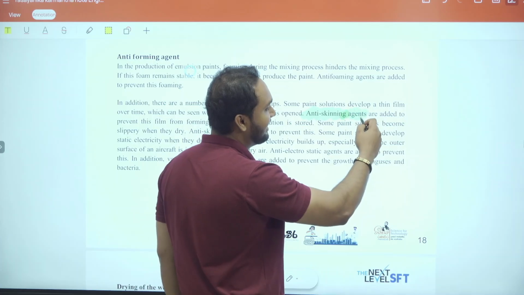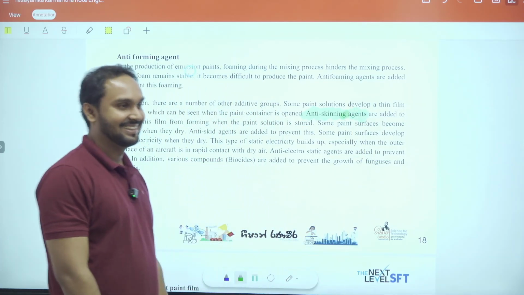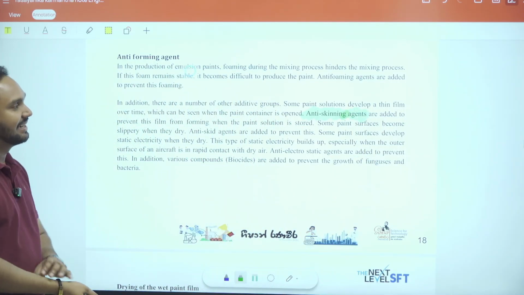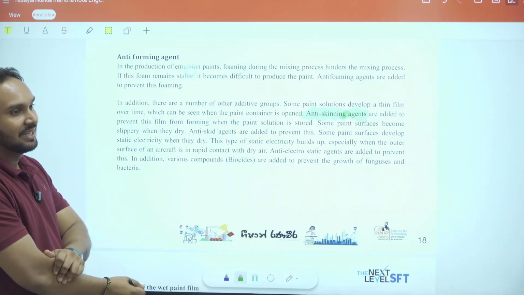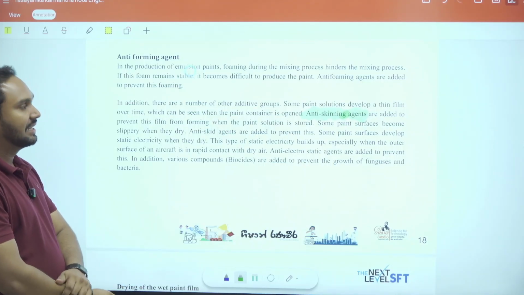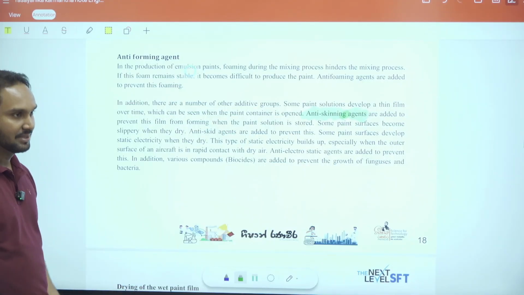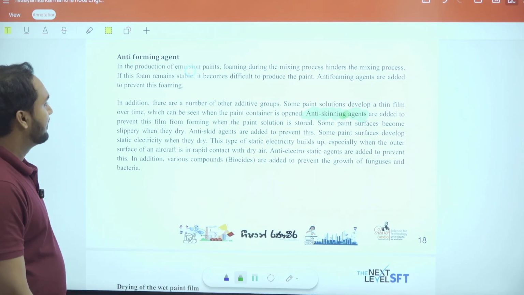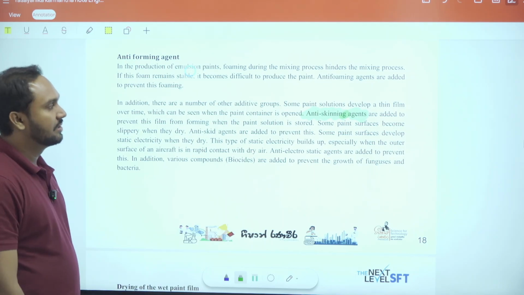It's like a skin, right? It's like a skin. So an anti-skinning agent is used to get rid of the skin or the thin films, right? It is added to prevent this film from forming when the paint solution is stored.